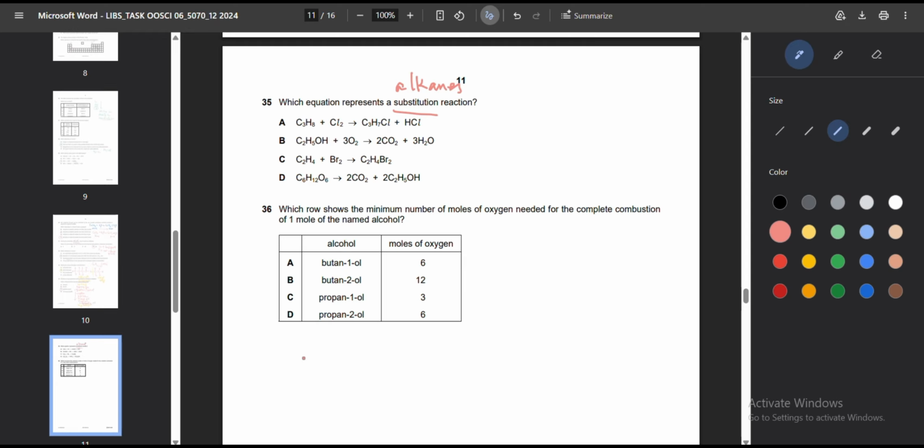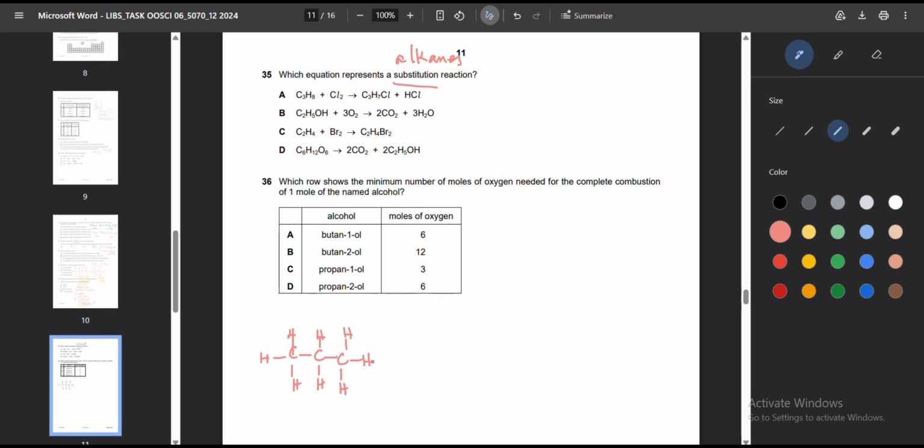Let's write its reaction. 1, 2, 3, 1, 2, 3, 4, 5, 6, 7, and 8. So this is propane plus Cl2. The bond breaks. This bond breaks, and one of the chlorines replaces, or substitutes, the hydrogen.